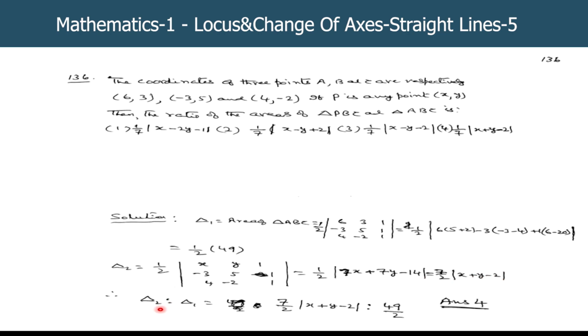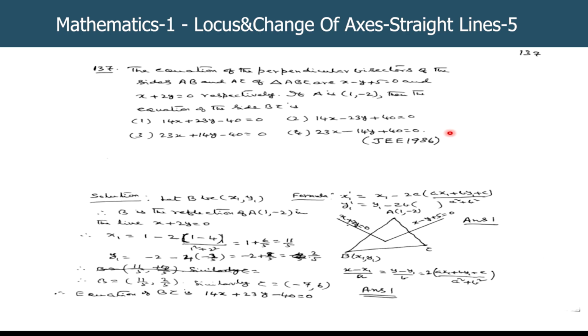So, delta 2 is to delta 1. You require delta 2 is to delta 1, which is 7 by 2 into mod x plus y minus 2 is to 49 by 2. So, therefore, 2 will cancel, 7 will cancel. So, you will get mod x plus y minus 2 is to 7. So, the correct option is option number 4.